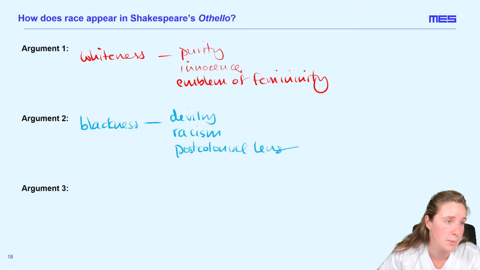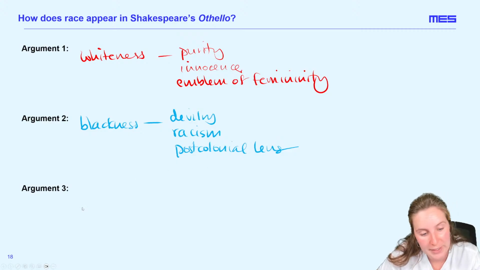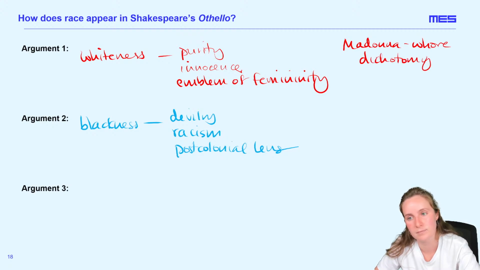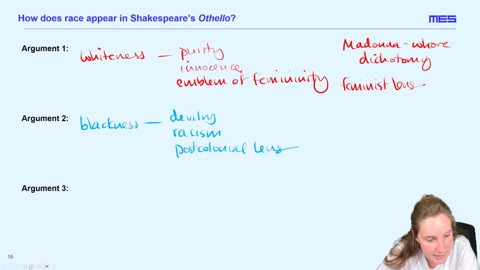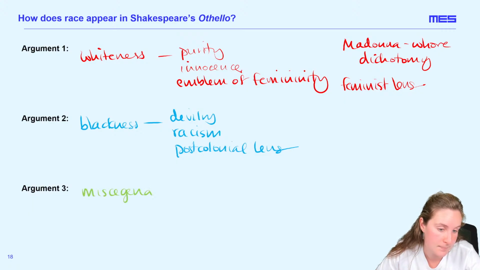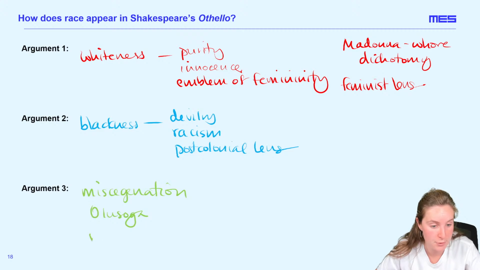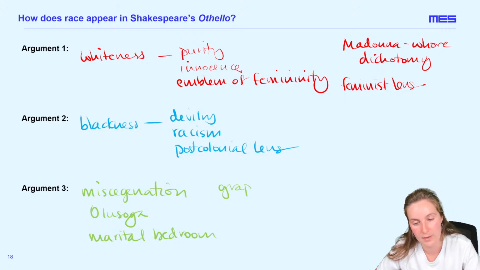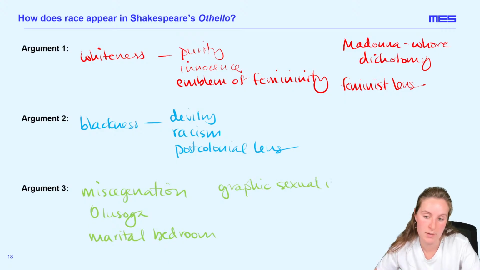And similarly in argument one, we could talk about a feminist lens of what this means for women and the Madonna-whore dichotomy. I'm going to add that now. And then in the third, this idea of miscegenation and setting. We could talk about this criticism of Iago's soliloquy. We could talk about the marital bedroom. We could talk about this graphic sexual imagery. And this idea of contamination and staining.